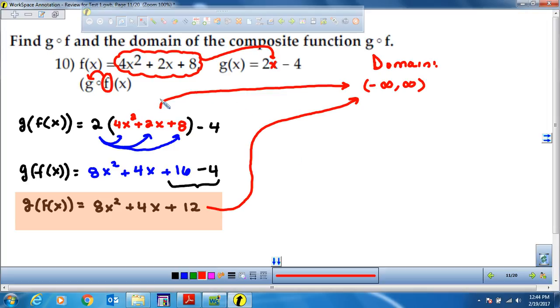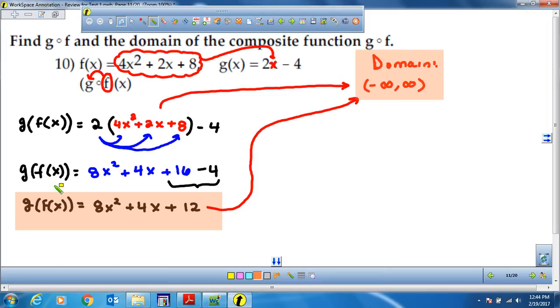We have to find the domain of the function that is being substituted into the other function, which in this case is the domain of f of x, and we need to find the domain of the function that we composed, which is g of f of x, this final function. But both of these functions have a domain of negative to positive infinity, so that is the domain of the composite function g of f of x.